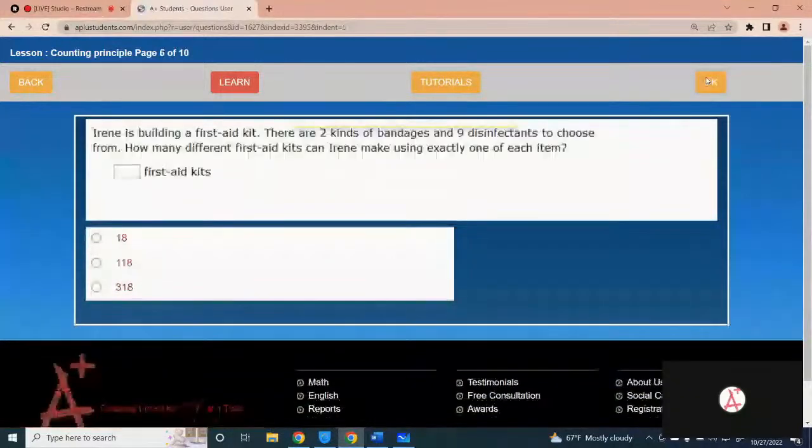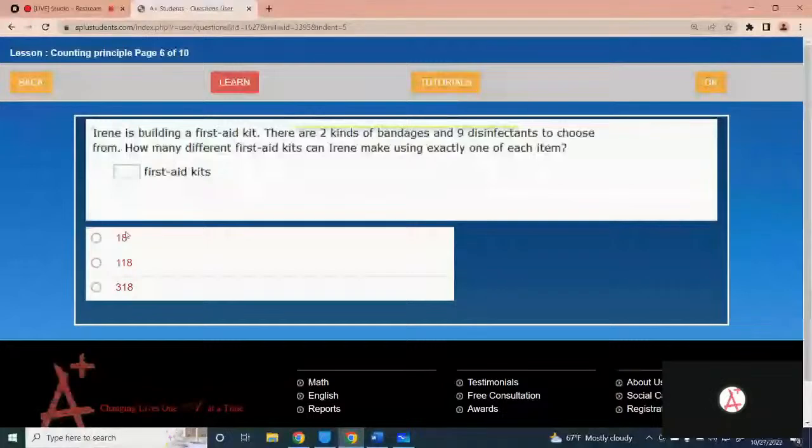Okay, Irene is building a first aid kit. There are two kinds of bandages and 9 disinfectants to choose from. How many different first aid kits can Irene make using exactly one of each item? So the total choices are 2 times 9, so 9 times 2 makes 18. So that means she has a total of 18 options. Got it? Just select the correct option and click on the OK button.